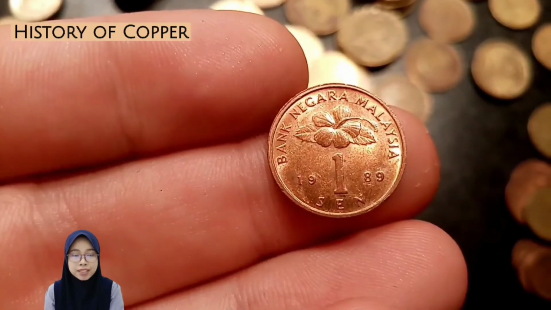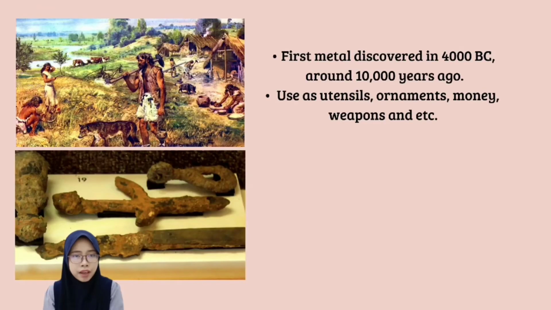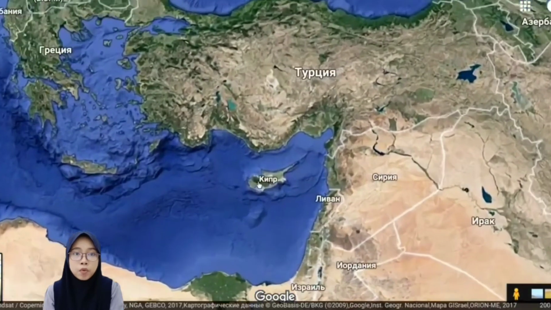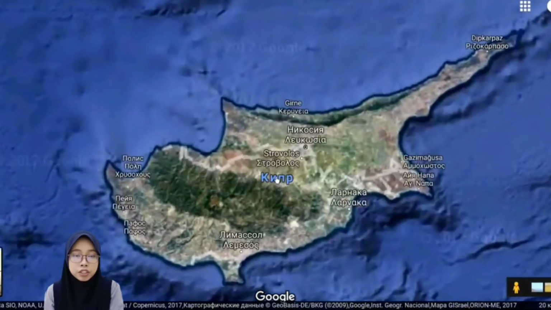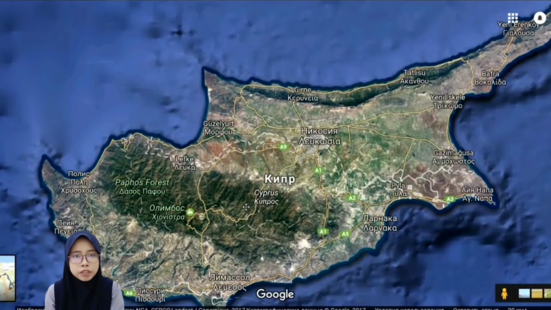Everyone has seen the 1 cent coin of Malaysia made of copper. But did you know that copper is the first metal that was discovered and cast into shape in the 4000s before Christ? Other discoveries also state that copper was discovered around 10,000 years ago. Copper was used by all ancient civilizations as utensils, ornaments, coins, machinery, weapons, and etc.